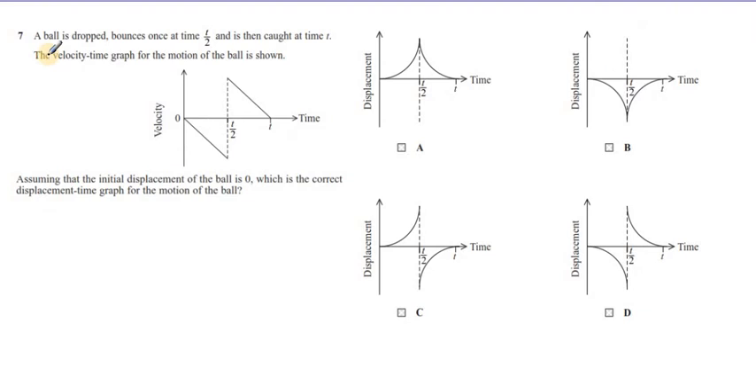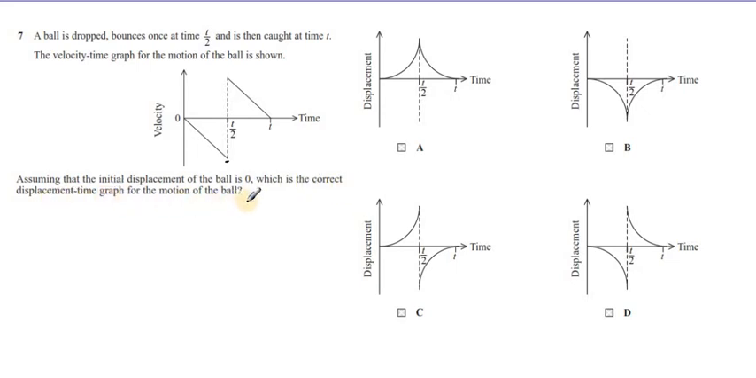Question 7. A ball is dropped, bounces once at time t by 2, and is then caught at time t. Okay. The velocity time graph for the motion of the ball is shown. This is the velocity time graph. Okay, this is the time where the ball is bounced. Assuming that the initial displacement of the ball is 0, which is the correct displacement time graph for the motion of the ball?